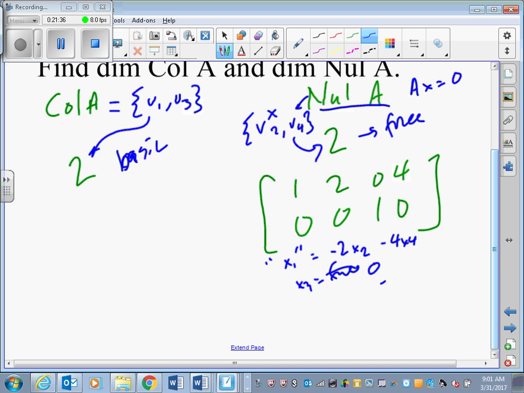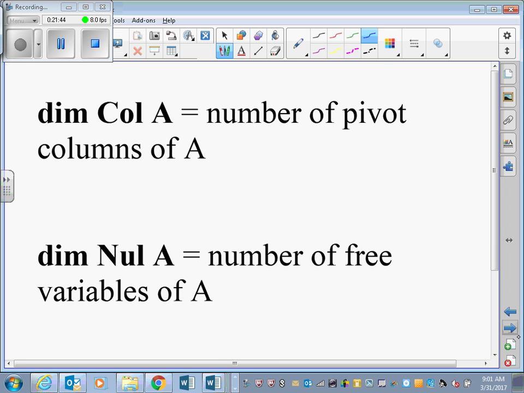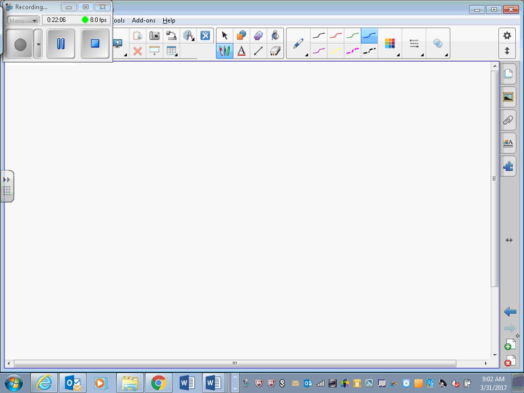Yes, sir. So will you ask us to identify the three variables? No. Short answer is no. The dimension of the column space is the number of pivot columns that you have, and the dimension of the null of A is the number of free variables that you have. Pivot columns slash basic variables. Okay? Are we good? All right. So that's that.